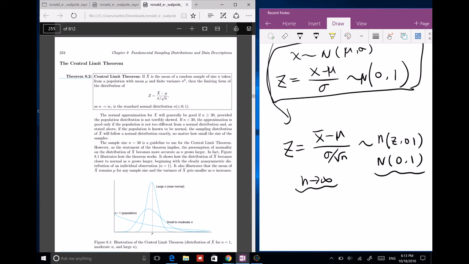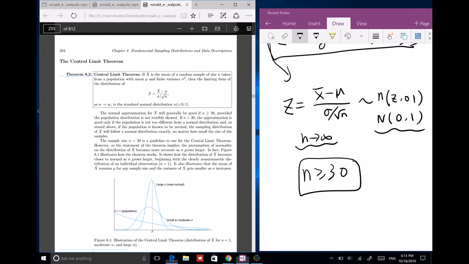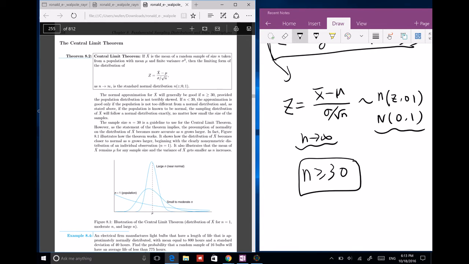The normal approximation of X bar will generally be good if n is greater than or equal to 30. What's the meaning of that? It means if you have a big sample size, n greater than or equal to 30, you can use the normal distribution to approximate it. For example, there is a picture here.